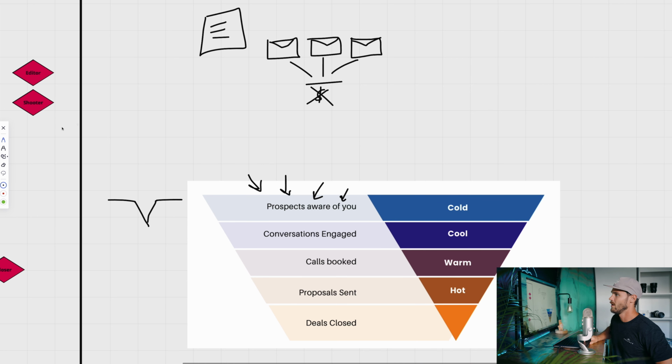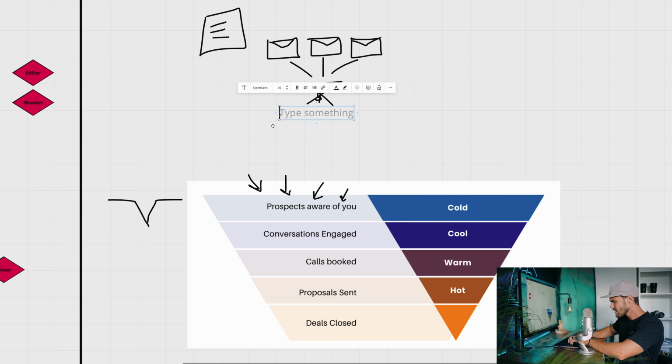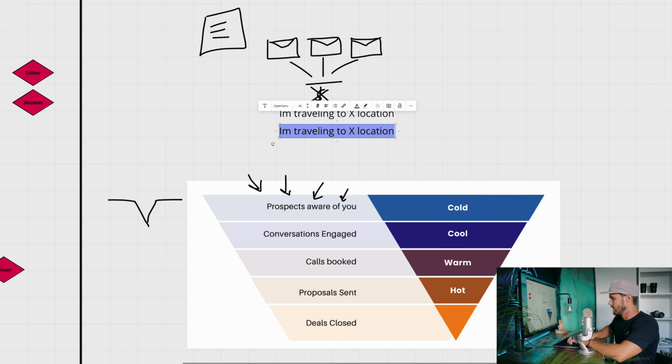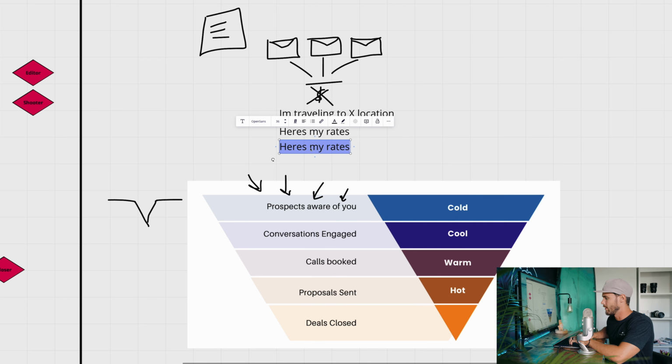So what people typically will say in these emails, and the reason it doesn't work, is they'll typically be like, if it's a hotel, they'll say, "I'm traveling to X location." Or they might just come out the gate swinging and say, "here's my rates," or they might even say something like, "I want to create content for you, let's collab." And let me just show you why these are all bad. And I know because I've seen these on blogs everywhere. People have stuff like this.